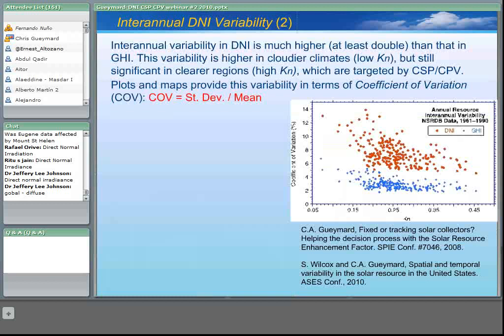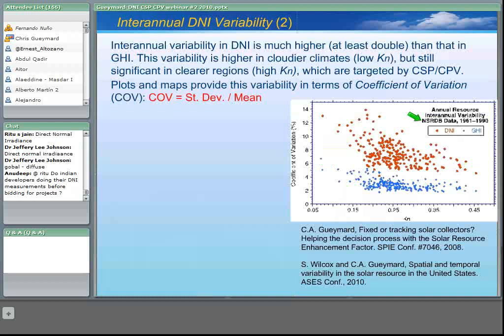So high Kn will be on that side of the plot, on the right side, and low Kn with very cloudy climates on this side here. And those points here represent the interannual variability measured by the coefficient of variation, standard deviation divided by the mean, for more than 200 sites in the US. And that's based on the 30-year data from the NSRDB of NREL.